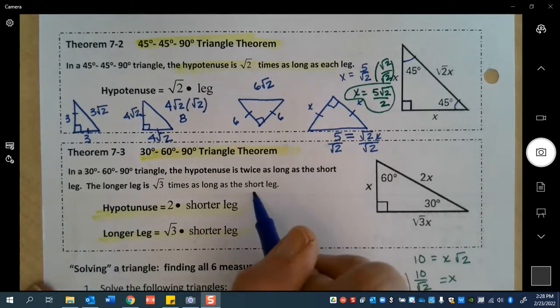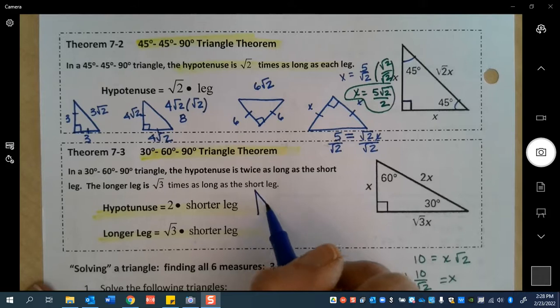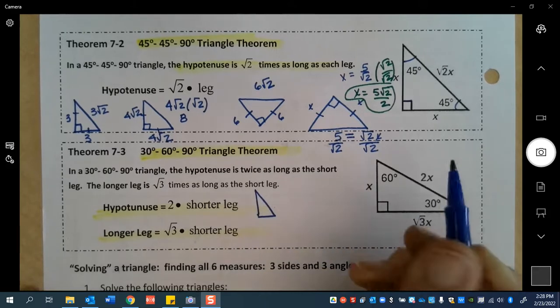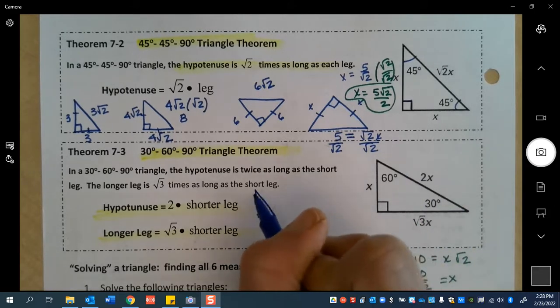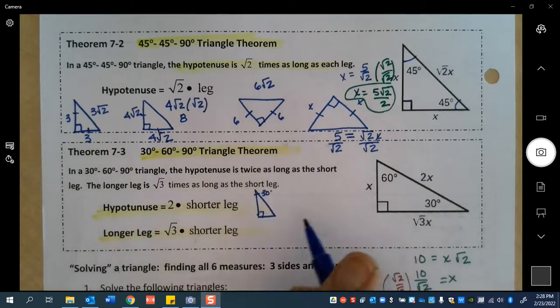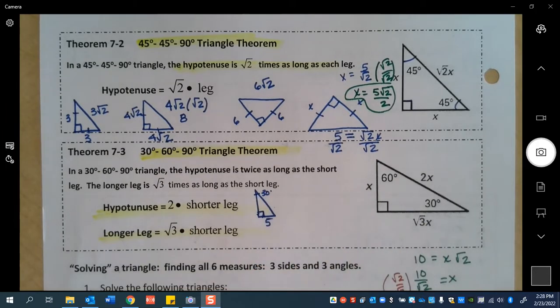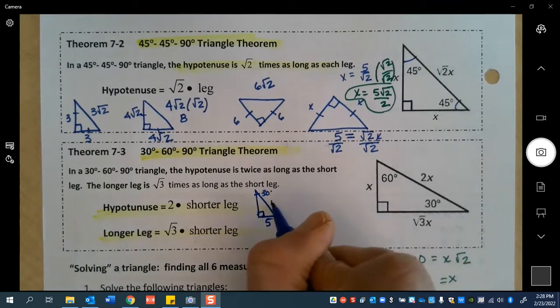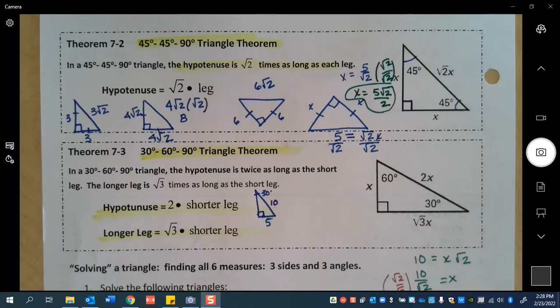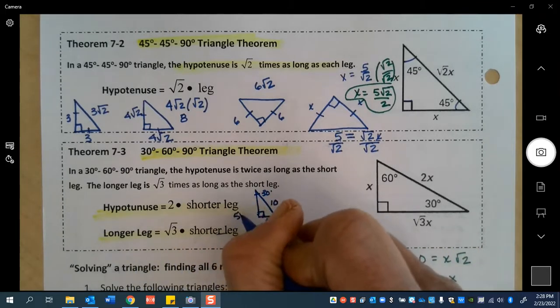Let's do a few. If I had a 30, 60, 90 triangle and my short leg was worth 5, what is my hypotenuse? What is my long leg? Five times the square root of 3.